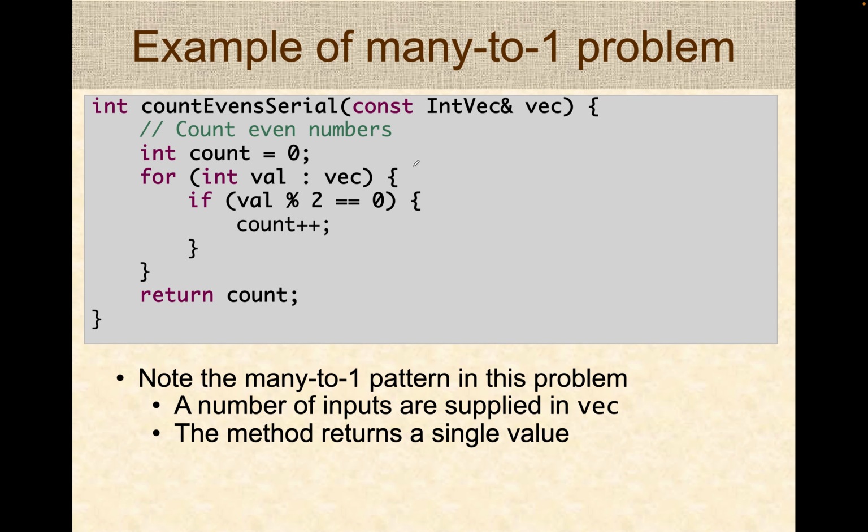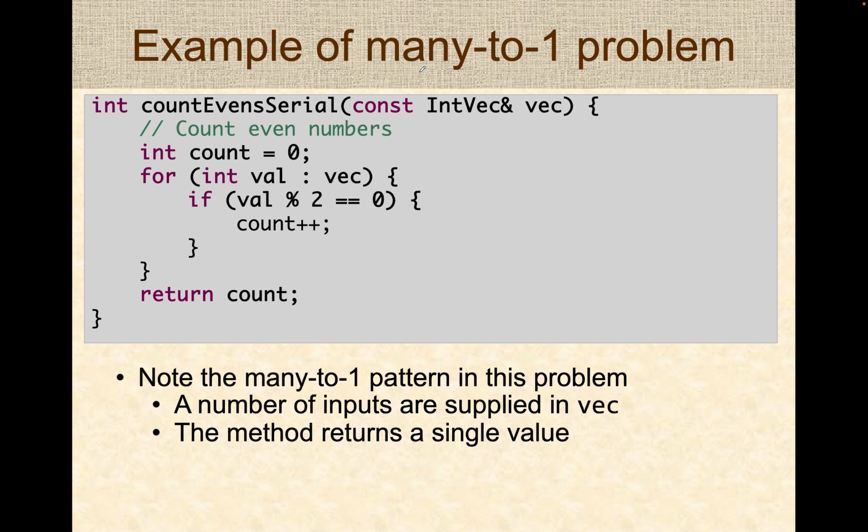Now let's look at a slightly different problem. In this case, it's a many-to-one problem. Notice that in this example, a number of inputs are supplied in the input vector, and the method essentially returns a single value. Notice the difference here. In the previous approach, we had inputs and outputs, and for each input, there was a corresponding output being generated in the previous example.